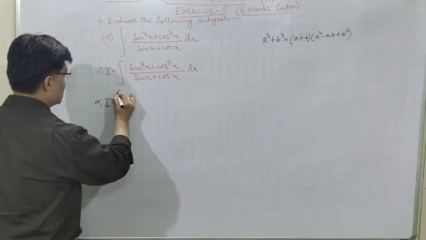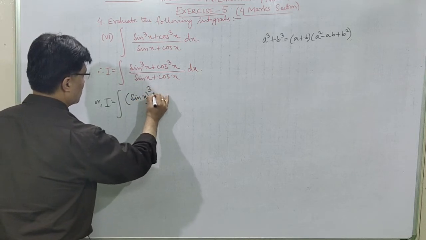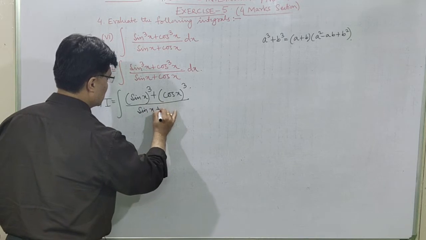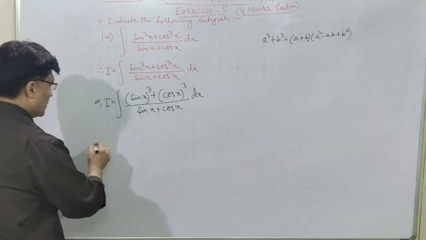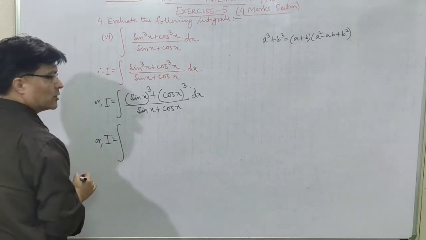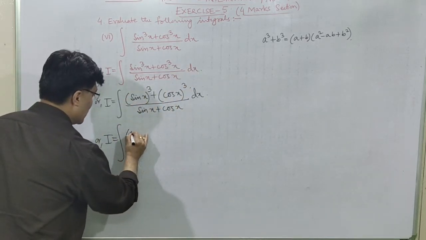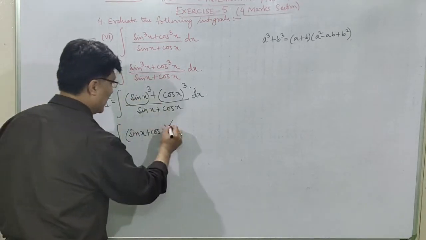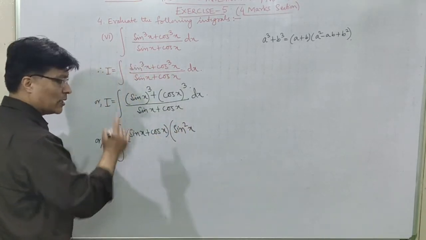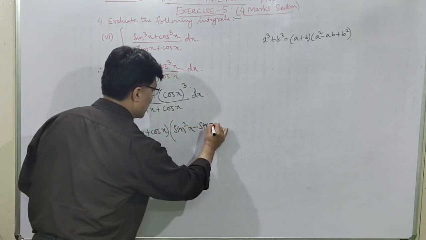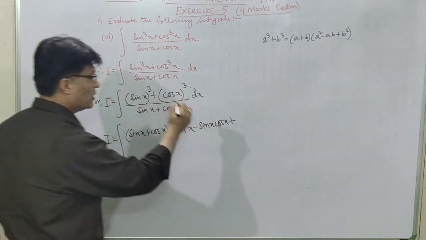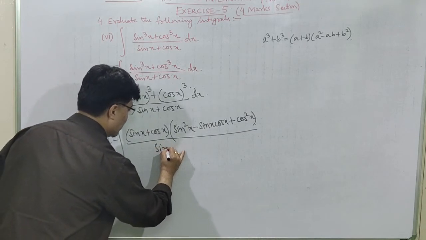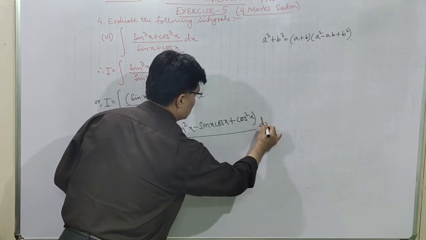Let us write here, I is equal to integration of sin x whole cube plus cos x whole cube divided by sin x plus cos x dx. Or I is equal to integration of, this is your a cube plus b cube. You can use that formula. What is a plus b? It is sin x plus cos x. Then what is a whole square? That is sin x whole square, that is sin square x, minus ab, minus sin x cos x, plus what is b whole square? It is cos square x. This whole divided by, in the denominator you can write sin x plus cos x. Then you should write there dx.